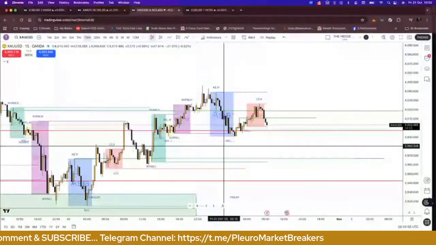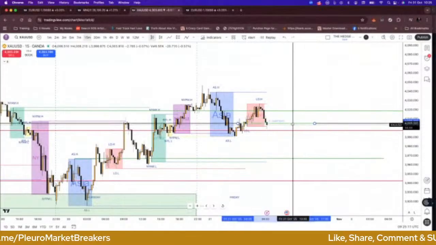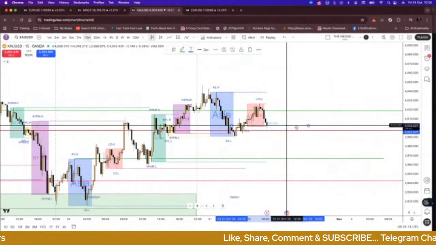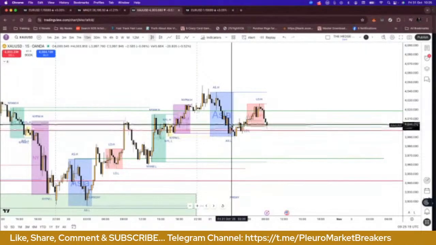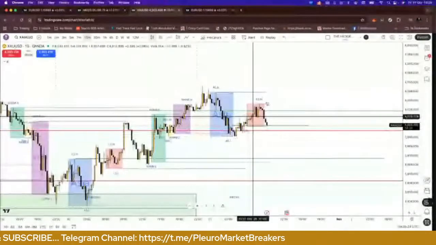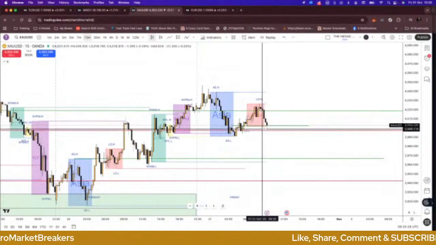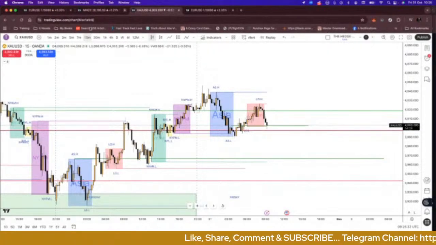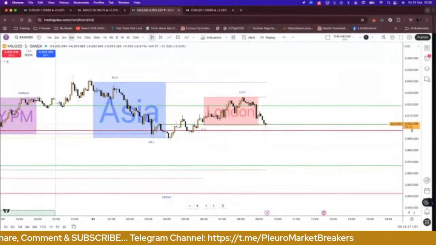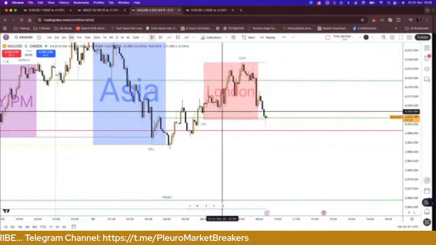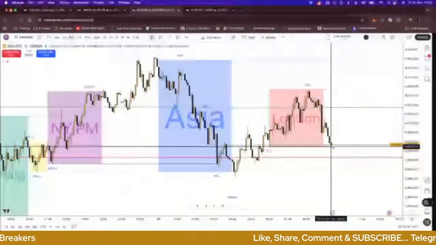Okay, so there, actually not there, sorry, here. So that there sponsored the sweep of that low and price, and there we are right now. We're actually there as we speak. Okay, so let's drop down to a 5-minute chart and see if we can find an entry. Okay, so Asia trended, it didn't range.